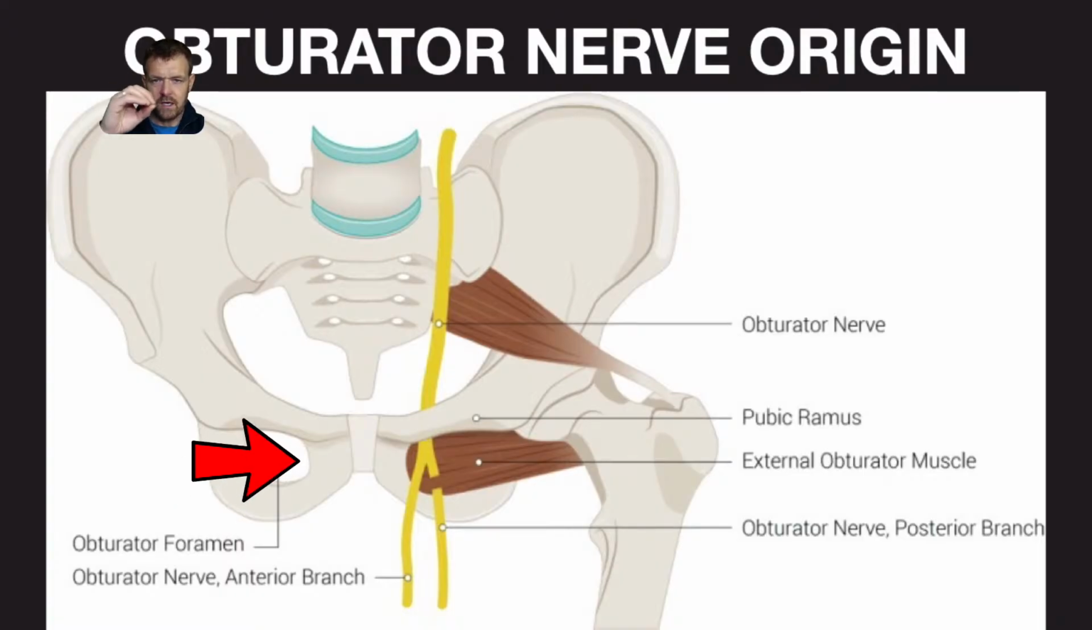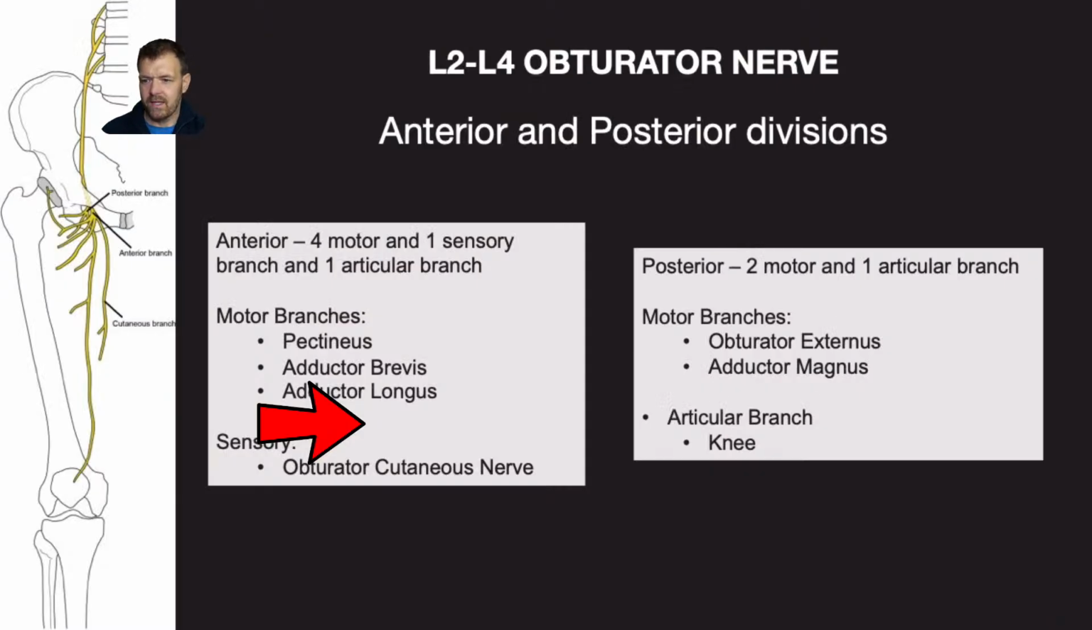So the whole area around that is called a foramen. And yeah, again, see how the names are all kind of linked. So we've got obturator foramen, obturator nerve, and then we had a couple of branches of this nerve as well. So it splits off into different directions, and these were the branches. So 4 motor, 1 sensory, 1 articular for this anterior branch.